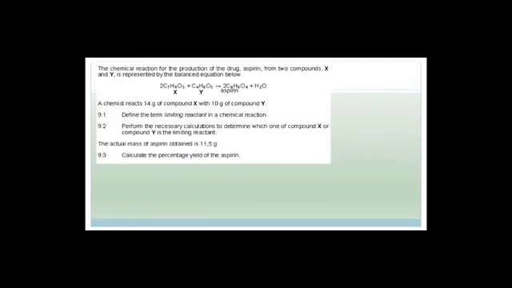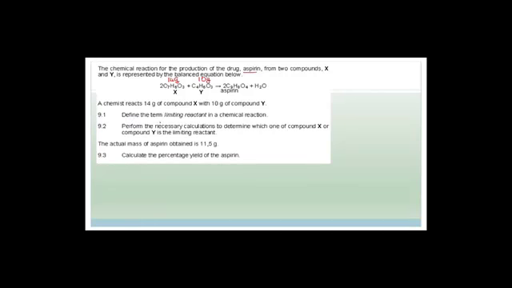So the next question says, a chemical reaction for the production of the drug aspirin from two compounds X and Y is represented in the balanced equation. So we've got compound X, which is C7H6O3, plus compound Y, which is C4H6O3, gives us aspirin, which is C9H8O4, plus some water.